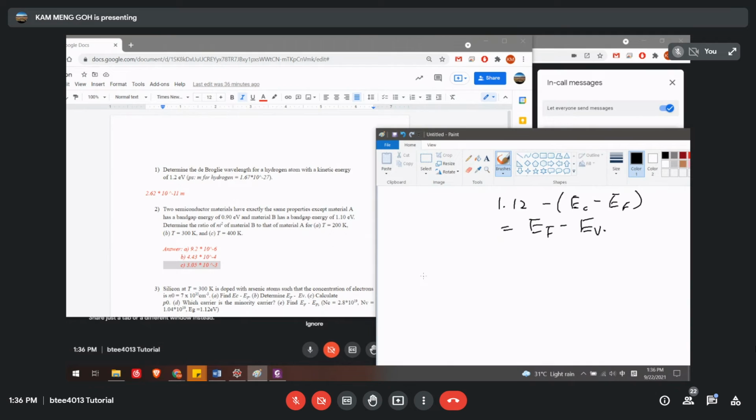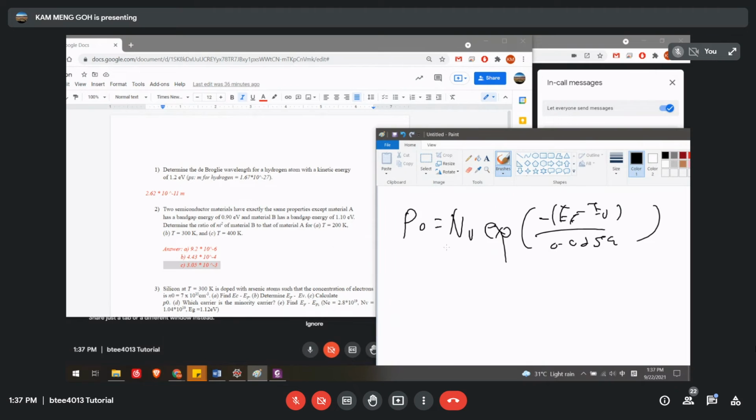Third part, find p0. p0 equals Nv exponential of minus Ef minus Ev over 0.0259. After that, you just need to compare n0 and p0, which one is bigger and which one is smaller, to determine which carrier is the minority carrier.